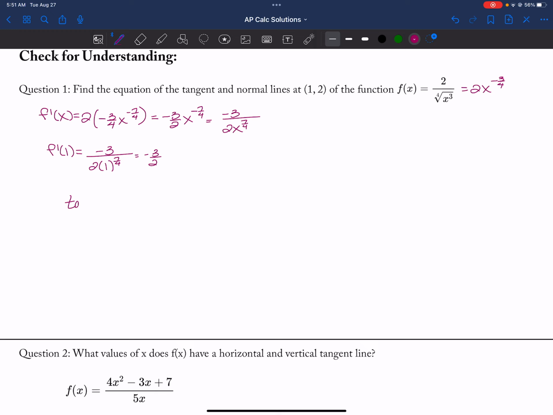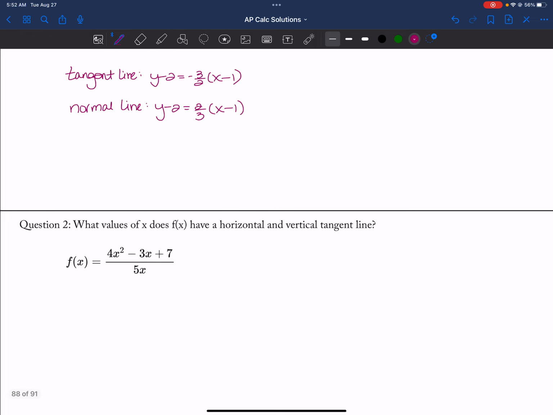So tangent line is y minus 2 is equal to negative 3/2 times x minus 1. My normal line has the opposite reciprocal slope, but the same coordinate. So y minus 2 is equal to 2/3. Be positive and flip the fraction. x minus 1.